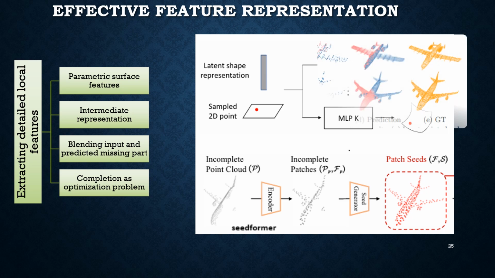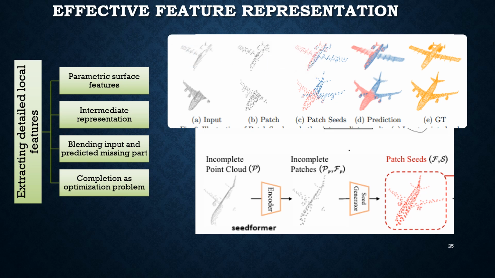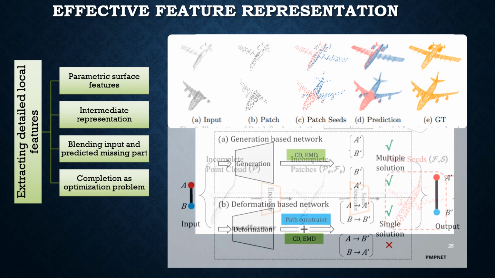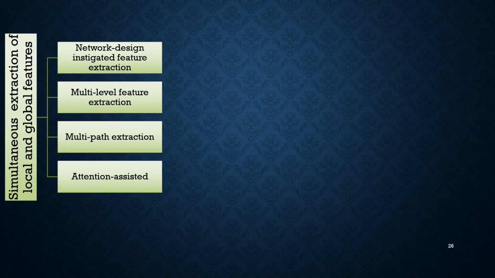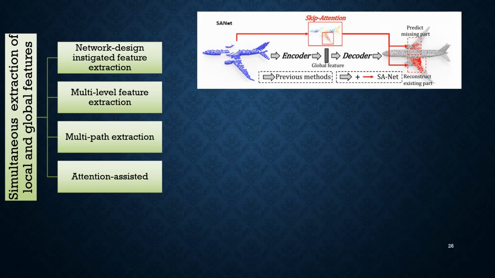Some methods blend the partial input with the predicted output in an effort to preserve local features in the input. Some works like PMP-Net reformulate completion as a deformation problem in order to preserve local features. A few other methods try to extract local and global features simultaneously.